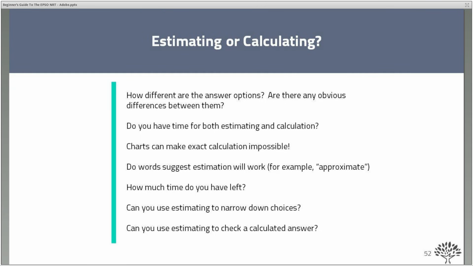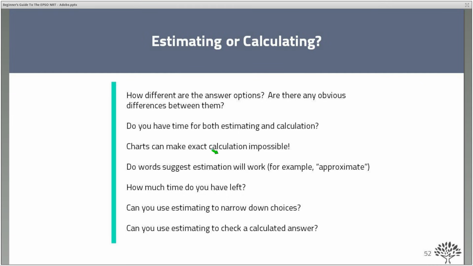Do you have time for estimating or calculating, or to do both? As I said, with charts themselves, if you can't read the exact numbers off them, it makes exact calculation impossible. So you're going to be estimating anyway, so you might as well make all your numbers nice and round. Sometimes words can give you that indication as well. If it says approximate, what is the approximate population, or what is the rough ratio of these two figures, then you know that estimation is likely to work.